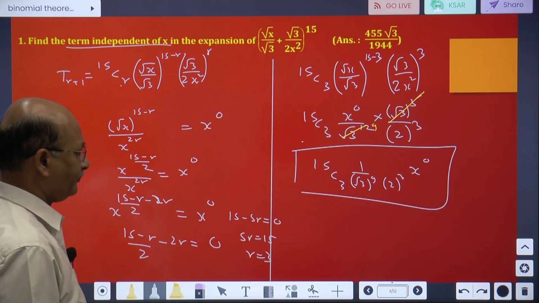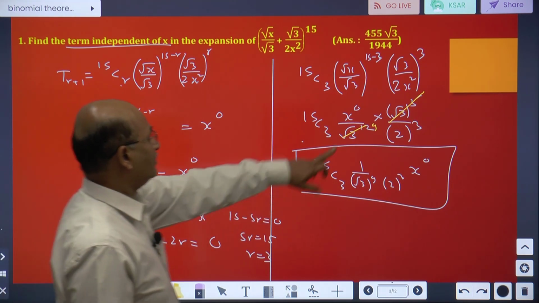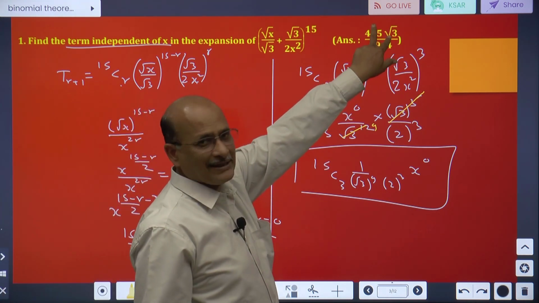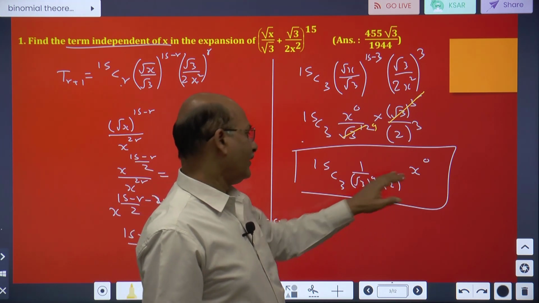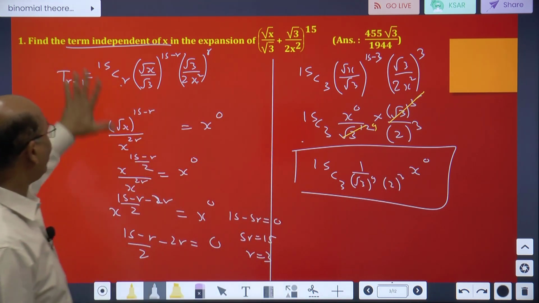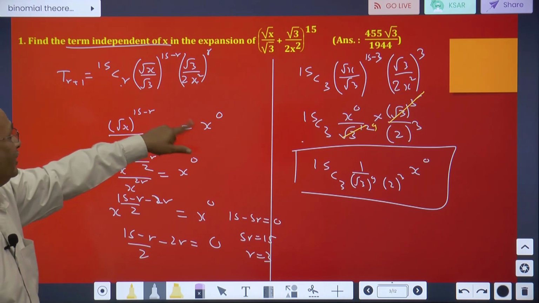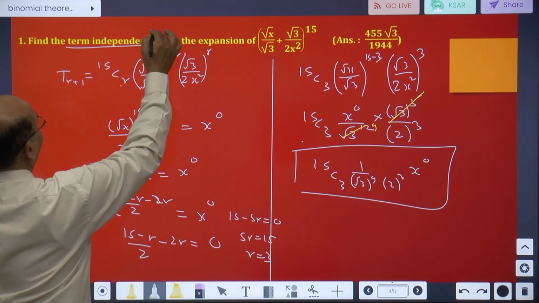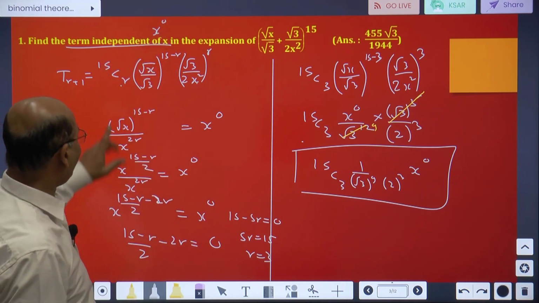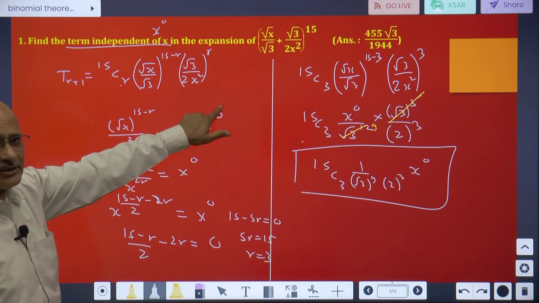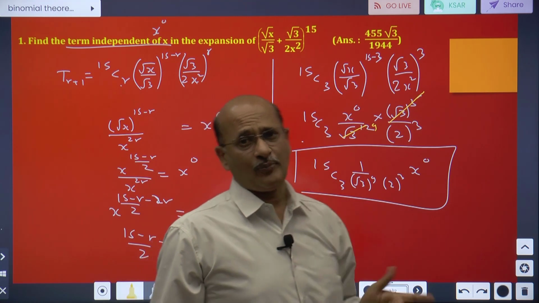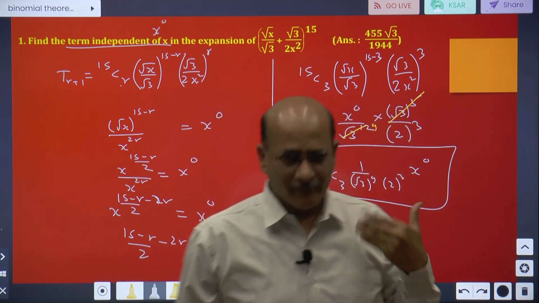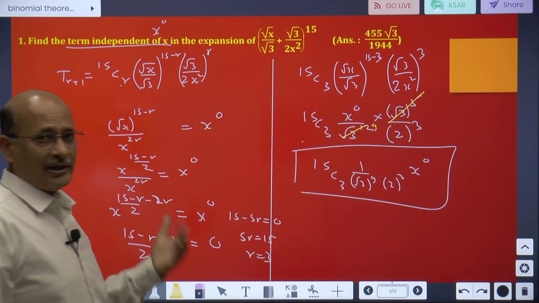Okay, they have rationalized this in the end and they get the final answer. So some root 3 will be left out here, and then we go about it. So this is the way you find the term independent of x. That means independent of x means x raised to 0. So what will be the value of r for which the power of x will be 0? You first find r, but the general term is very, very important. As and when we do more examples, it will become clearer.